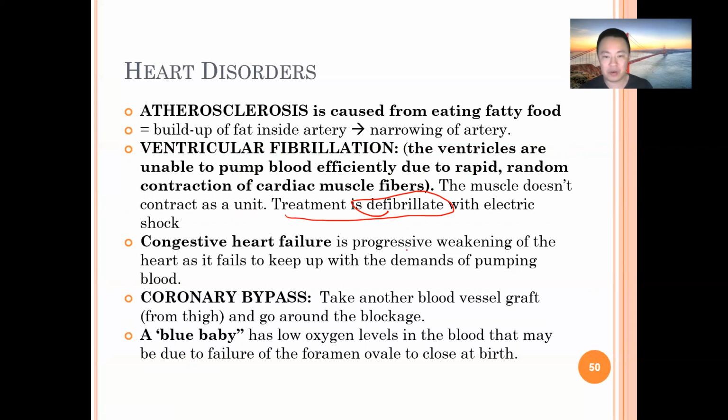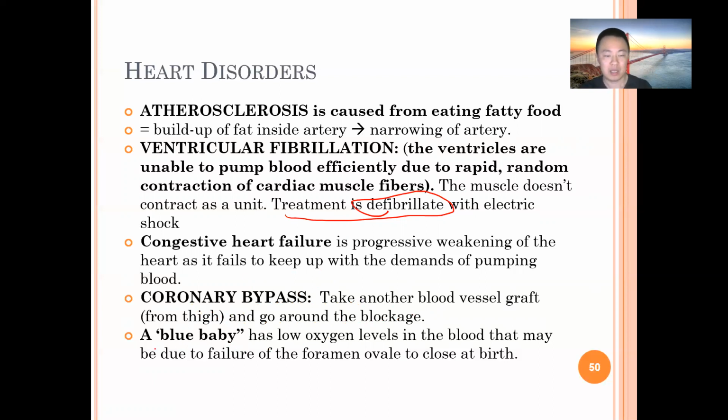Congestive heart failure here is progressive weakening of the heart as it fails to keep up with the demands of pumping blood. The coronary bypass here, you take another blood vessel graft from the thigh and you go around the blockage. So the coronary bypass, they will take a vessel, say from the greater saphenous vein, build a vessel, put it in the heart, and tell the blood to go that way instead of through the avenue with a blockage in it.